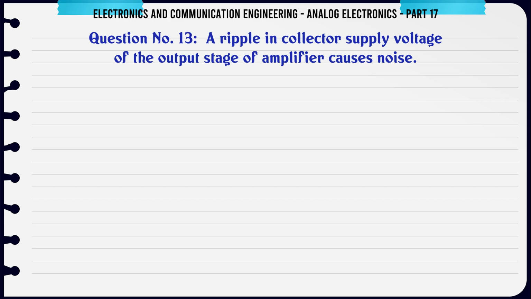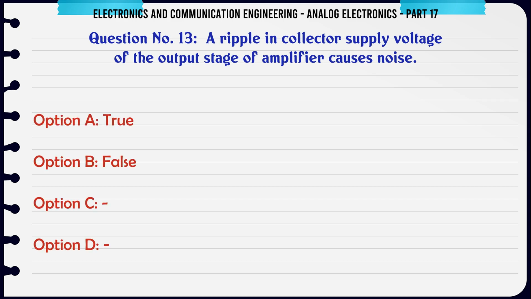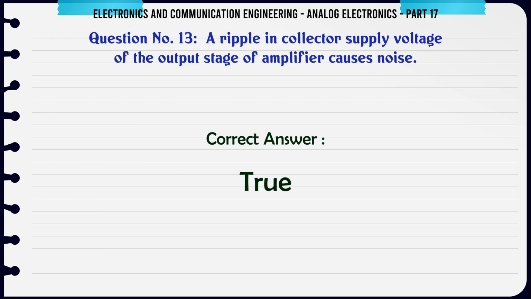A ripple in collector supply voltage of the output stage of amplifier causes noise. A. True. B. False. The correct answer is true.